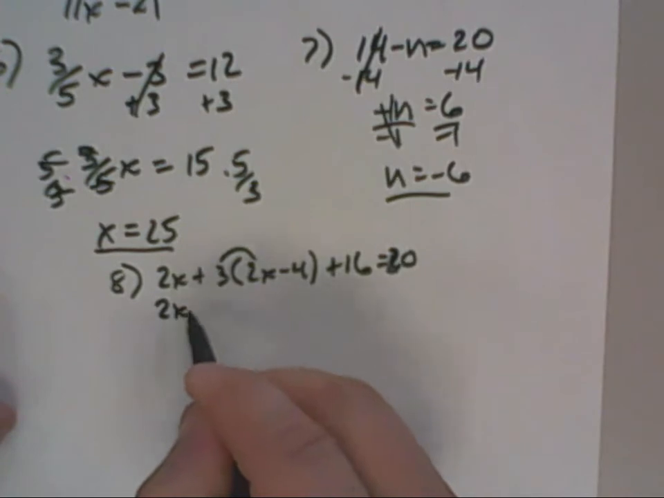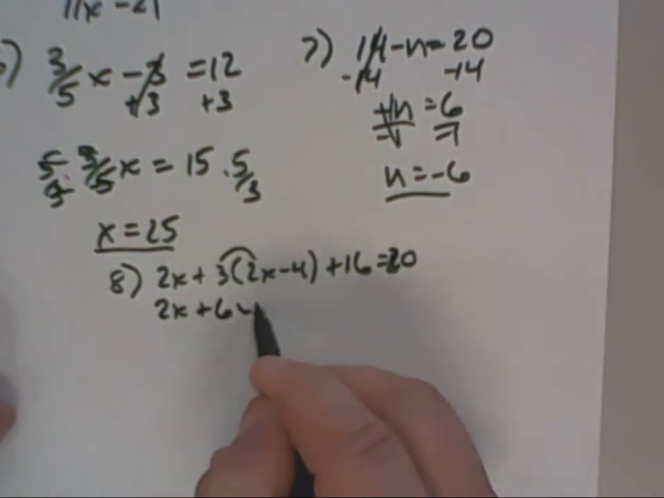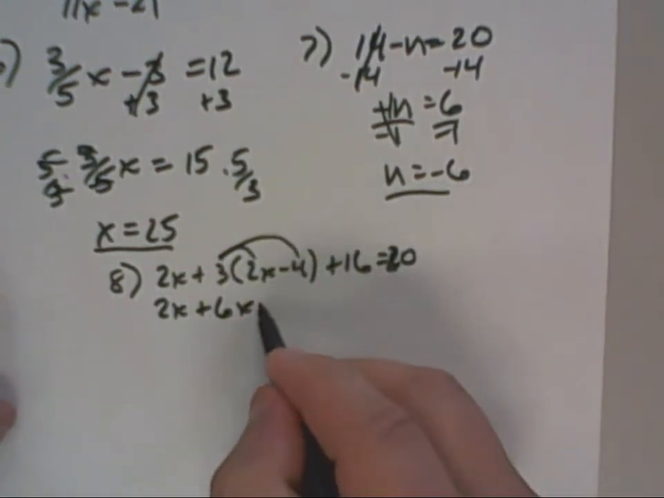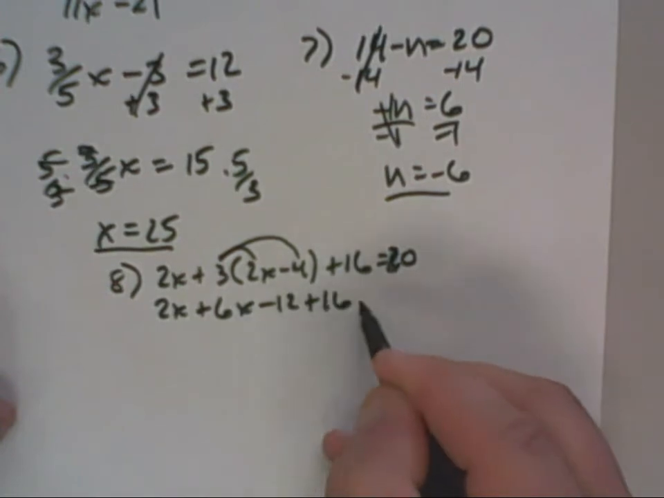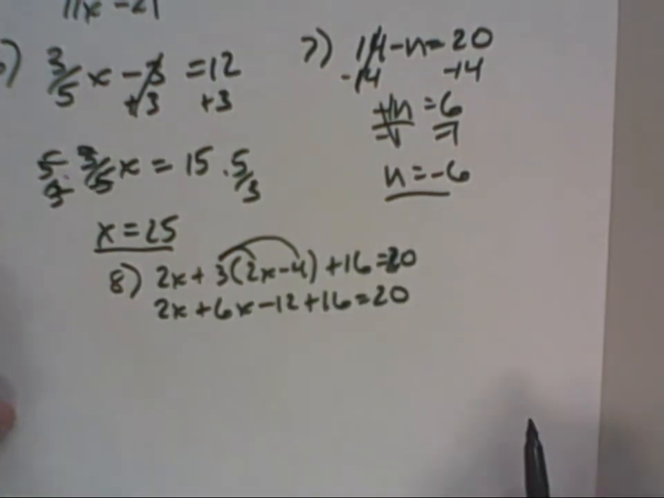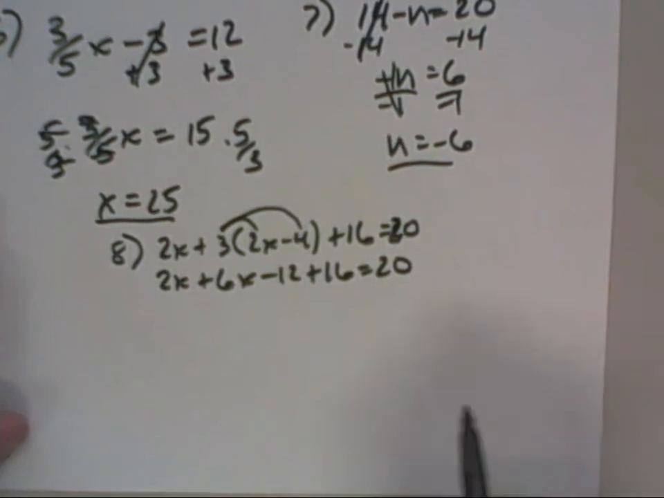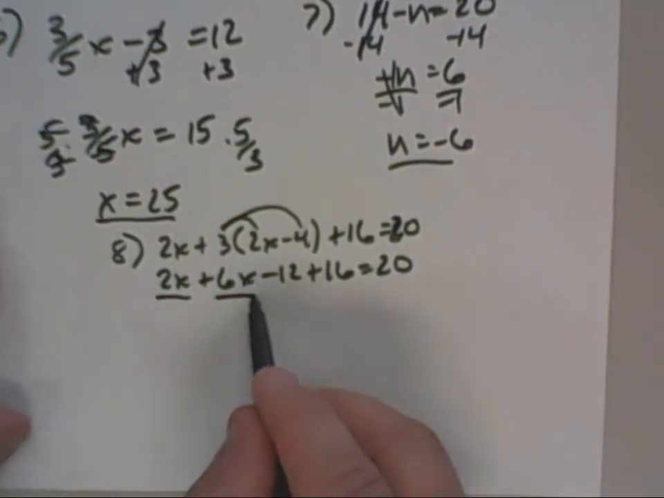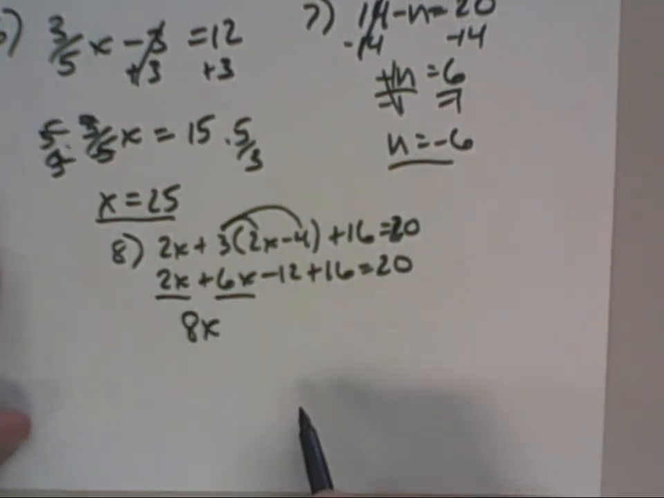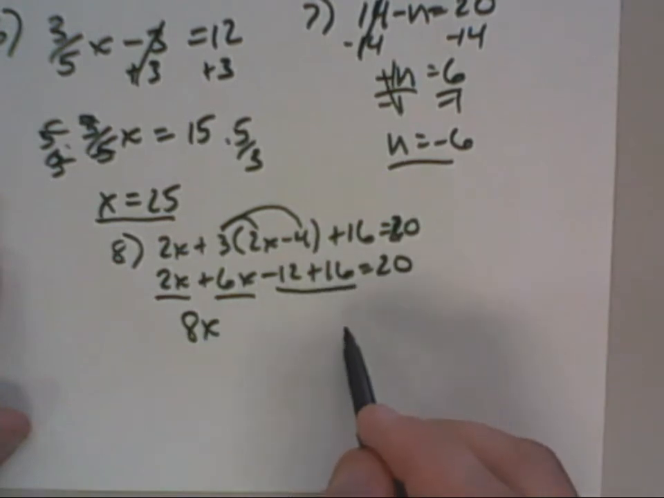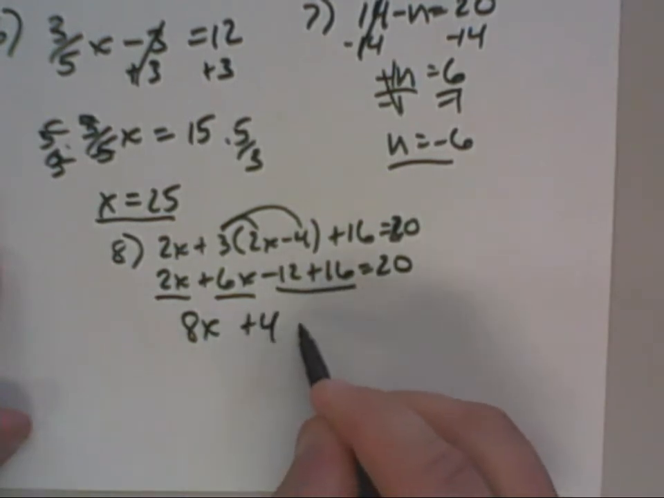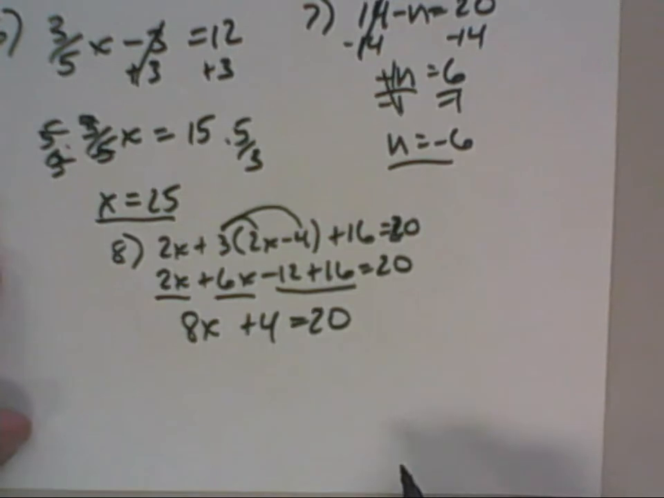So we'll have 2x plus 3 times 2x is 6x. 3 times negative 4 is negative 12, plus 16 equals 20. And then I can combine like terms. 2x plus 6x is 8x, and negative 12 plus 16 is positive 4, equals 20.